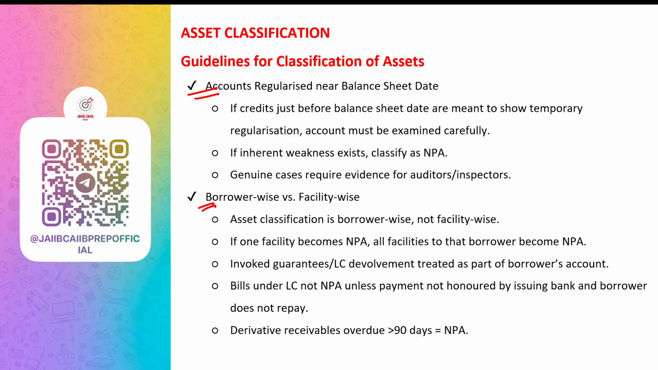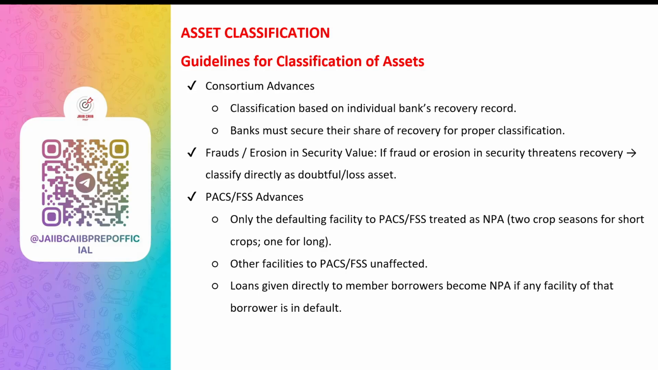And derivatives contracts also: if the overdue receivables from derivatives, so the positive M2M value, are not paid for 90 days, then also it becomes a non-performing asset.